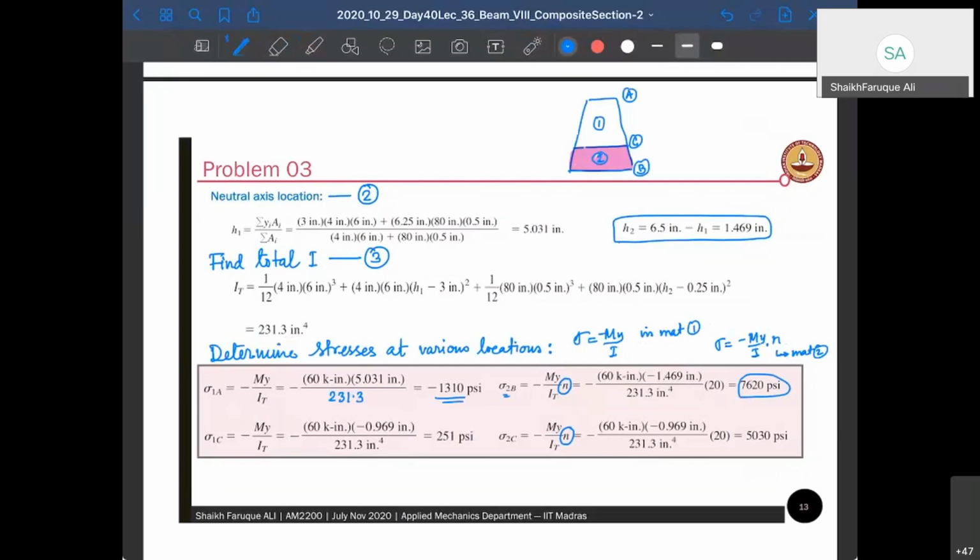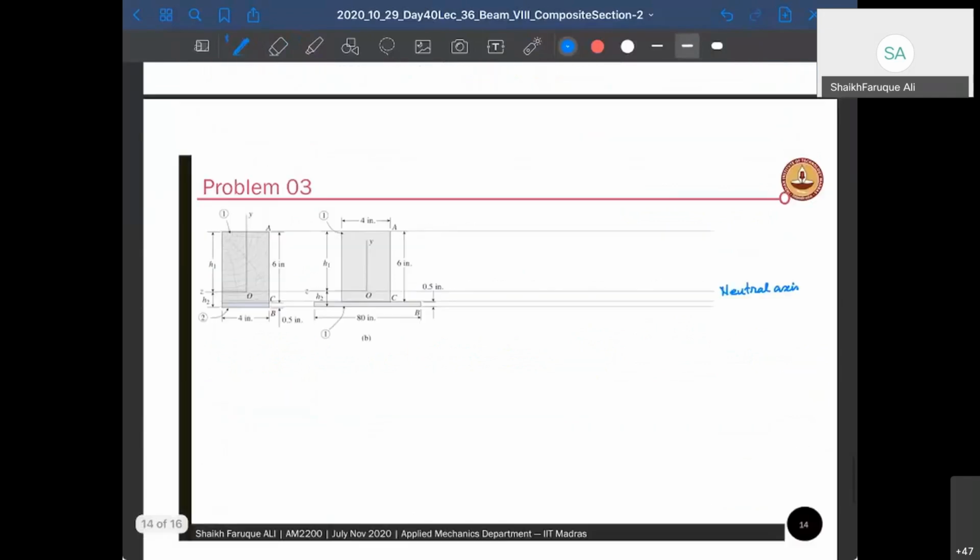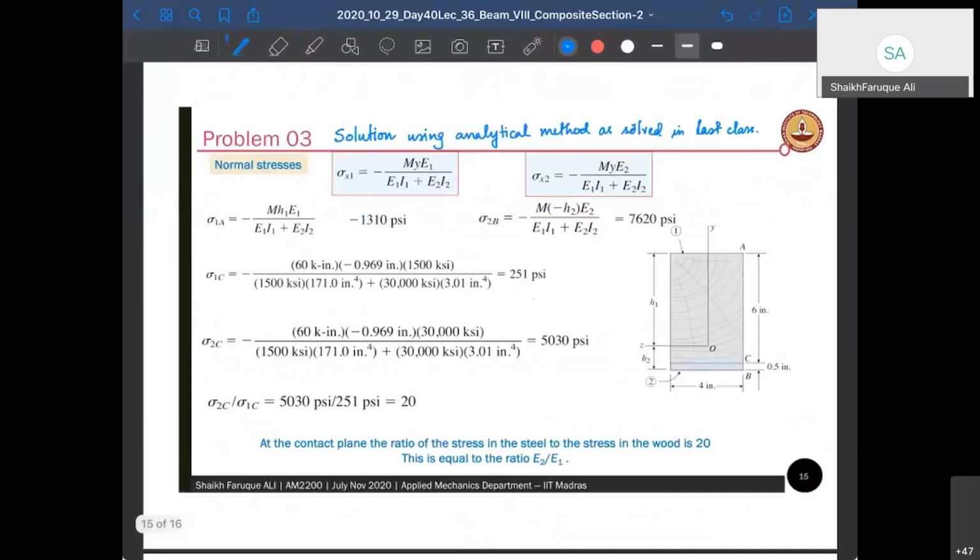And then sigma c, c will be both 1 and 2, so sigma 1c is in the material 1, you don't have to multiply with n, and that comes out to be 251, whereas sigma 2c, you just multiply with n, you get 2050. So this is what we have seen in the last class also. The results are given for the last class. You see the values do match with what we have found using equivalent cross-section method.